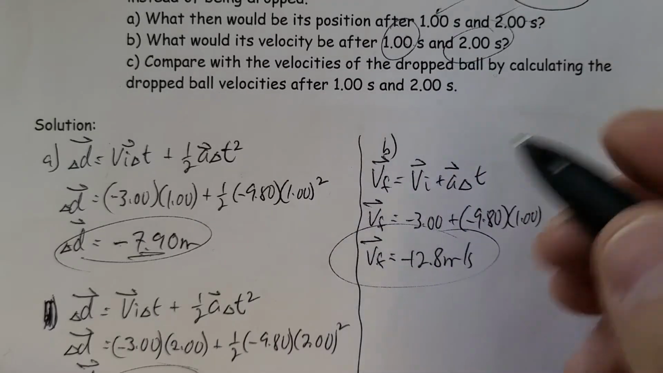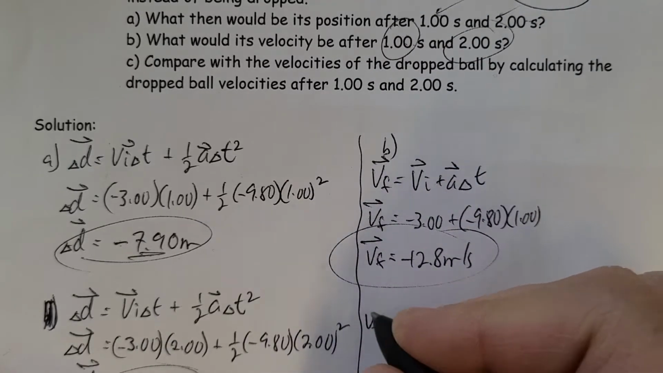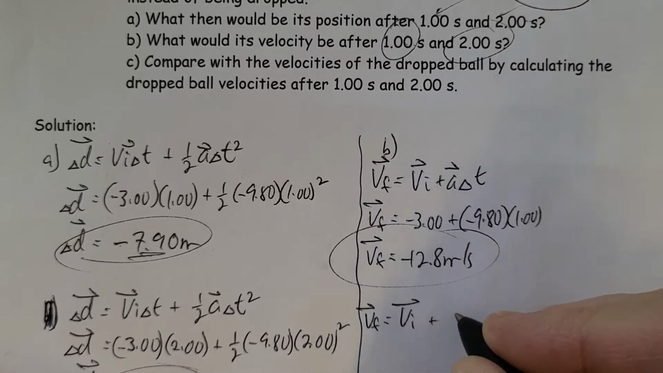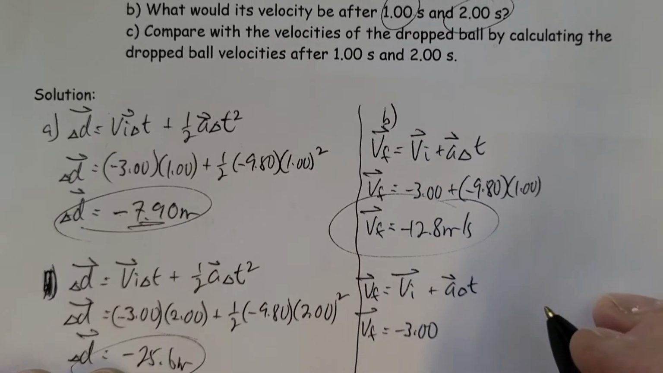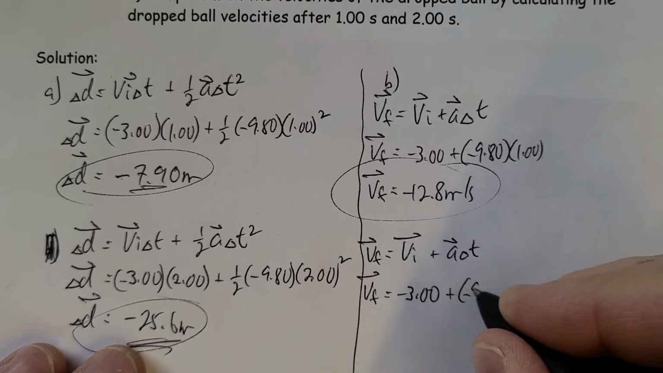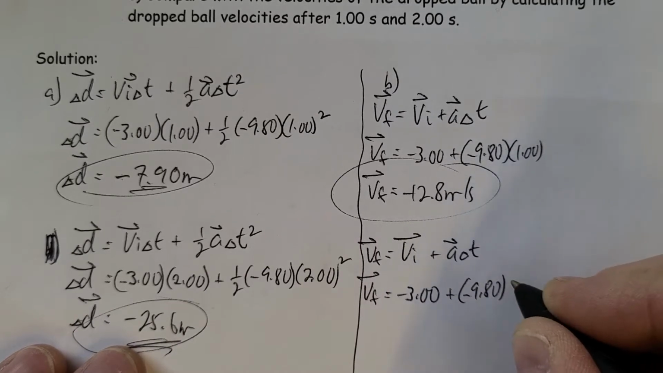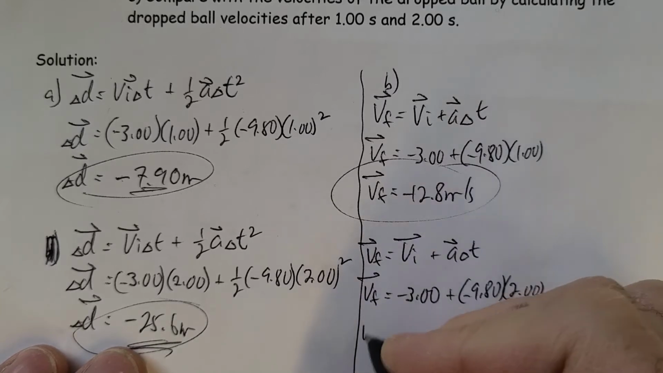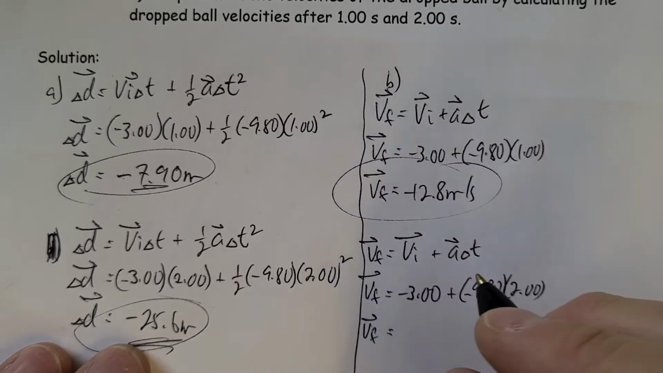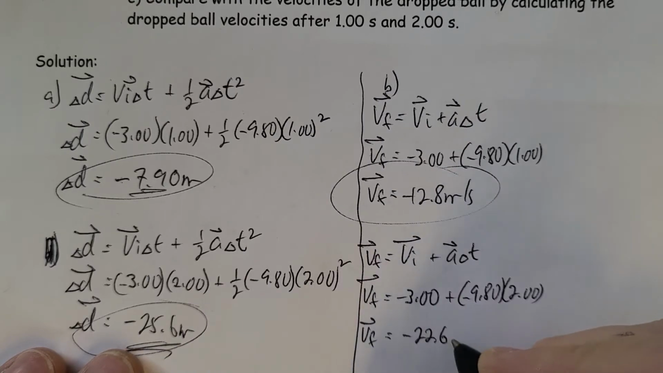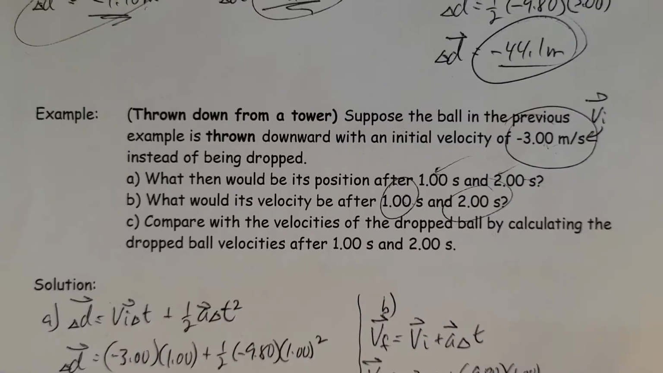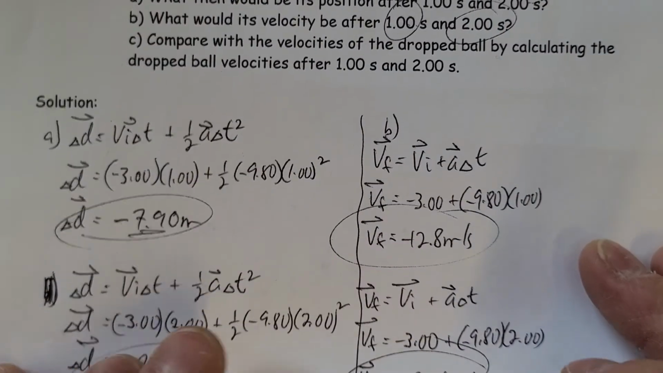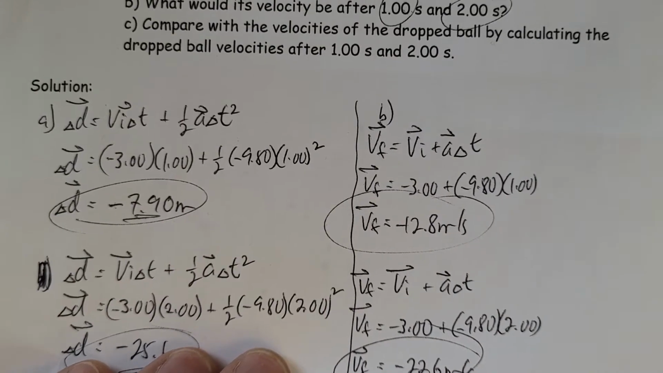And if I had looked at going from 0 to 2 seconds, use the same formula, plus A delta T. So again, being chucked down at 3 meters per second, negative 9.8. After that second, my final velocity would be negative 22.6 meters per second. There we go. So that gives us an idea of what happens when you chuck something down and where it would be.